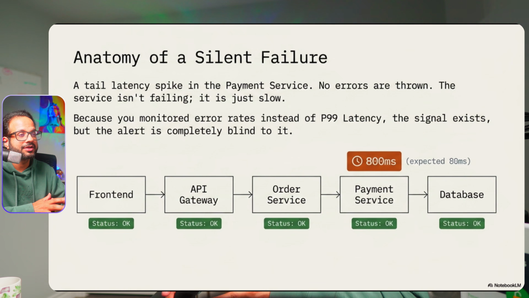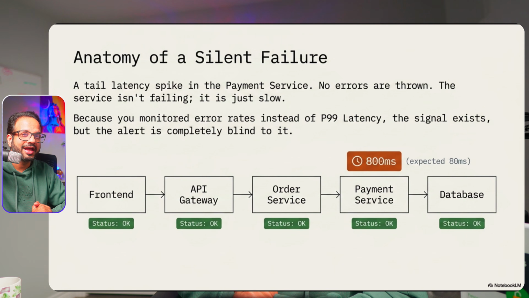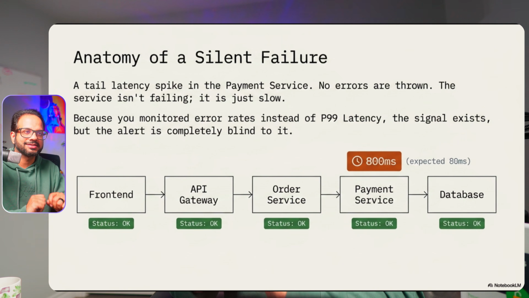This is all happening because you have monitored error rate instead of P99 latency. The signal is there, but the alert is completely blind to it. Now it is happening because you are only monitoring the error rate. You are not monitoring the latency. And even if you monitor the latency, let's say thousands of your users are there and only a couple of users are facing this issue, then even the average of that latency would not capture anything, right? So you need to capture something called P99 latency. Now, what exactly is the P99 latency? Let's have a look at that.